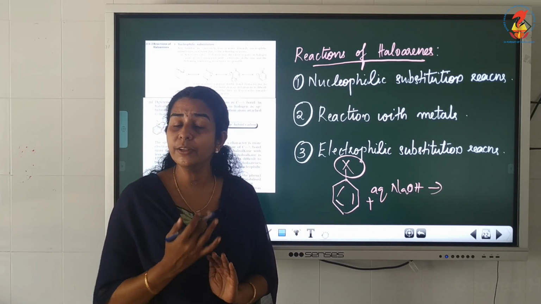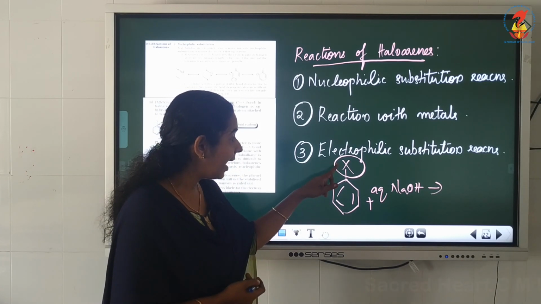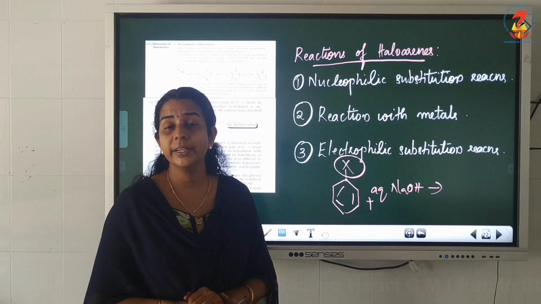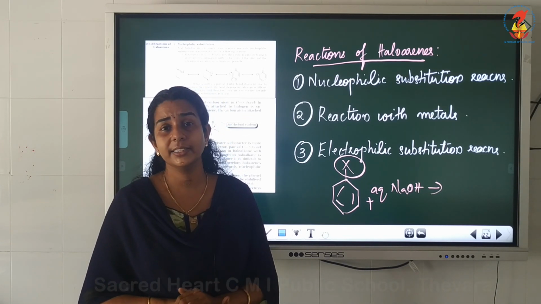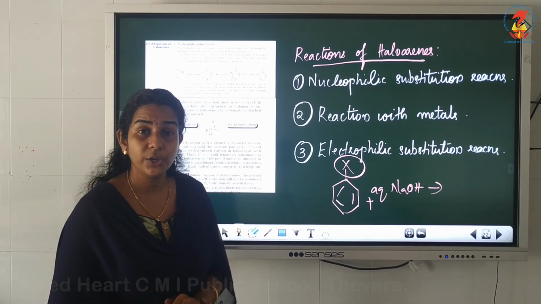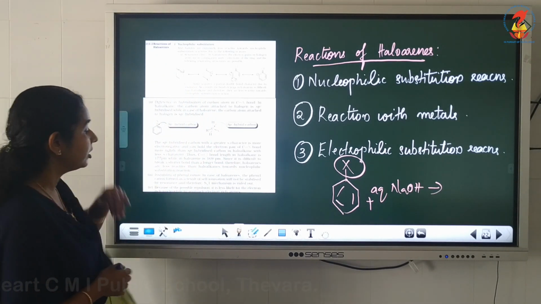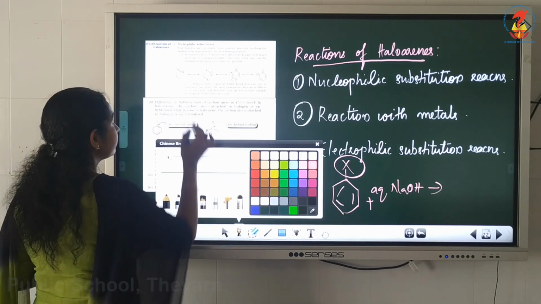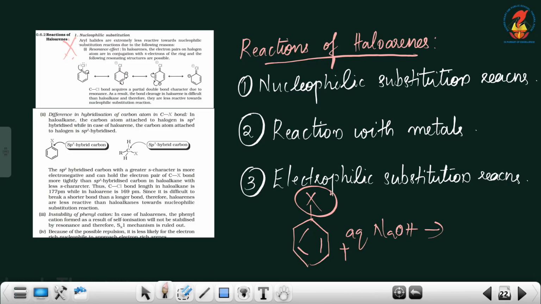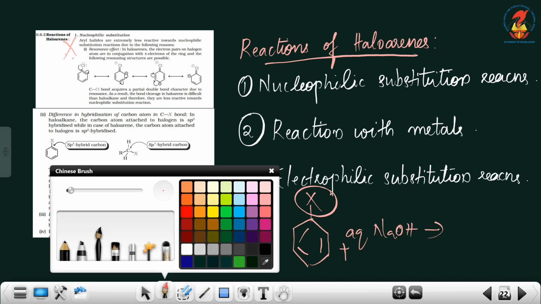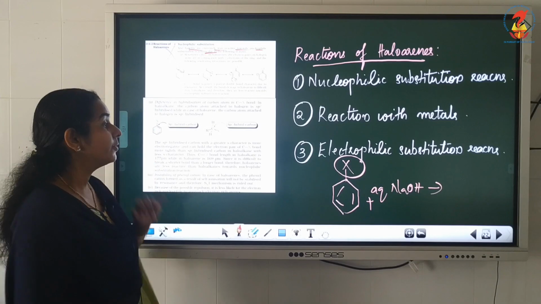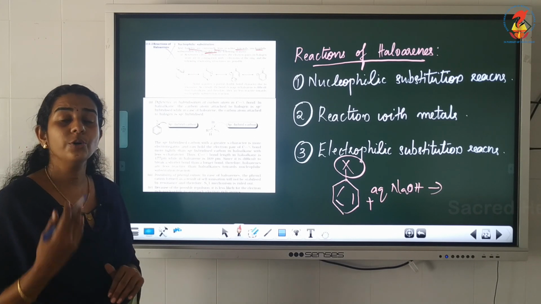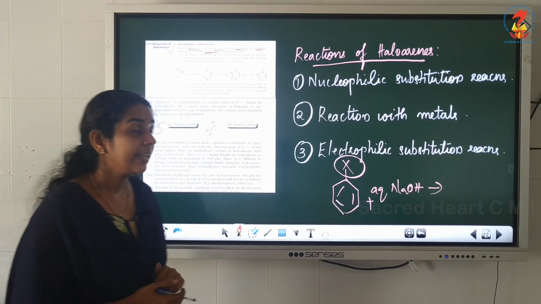So why is it very difficult to replace the halogen which is directly attached to the benzene ring by another nucleophile? Why are aryl halides less reactive towards nucleophilic substitution reactions? That is a very important question coming here. Repeated board question. Aryl halides are extremely less reactive towards nucleophilic substitution reactions. Why? Repeated board question.